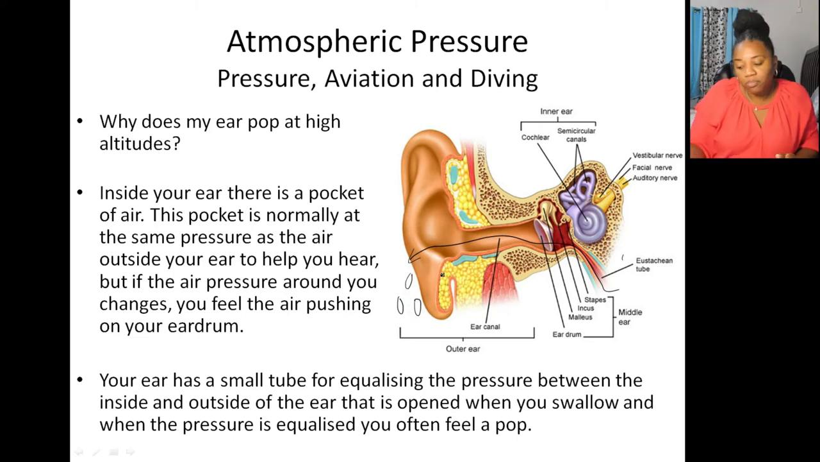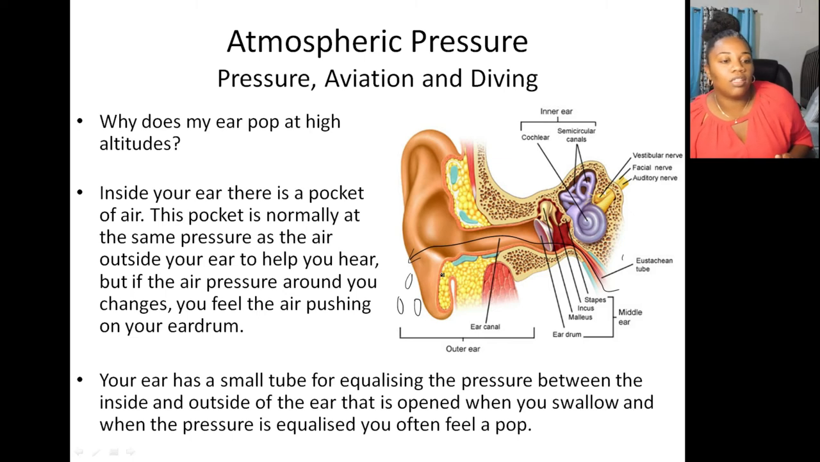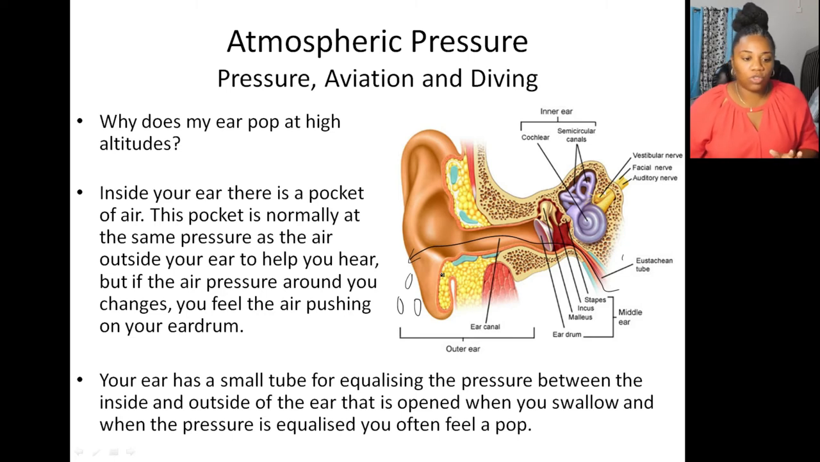Make sure you blow your nose, okay? So again, inside your ear there's a pocket of air, and this pocket is normally at the same pressure as the air outside your ear to help you hear. But if the air pressure around you changes, you feel the air pushing on your eardrum. And so your ear has a small tube for equalizing the pressure between the inside and outside of the ear that is opened when you swallow. And so that's the Eustachian tube.